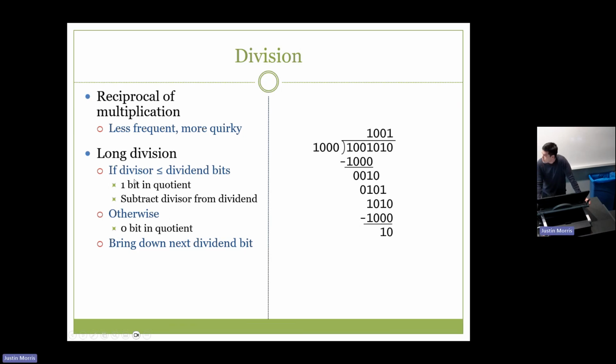So we do this test for every single bit, and then subtract if we can. Otherwise, we put a 0 and bring the next bit down. This works exactly how you would do this in decimal, right? Just to define some things, the divisor is what you're dividing by. The dividend is what you're going to divide up.